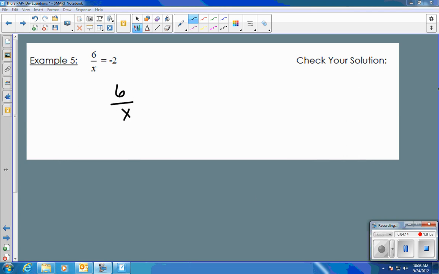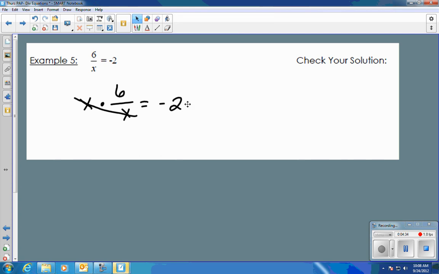So I have 6 divided by x equal to negative 2. Now the problem is I can't multiply by 6, because if I multiply by 6, this is 6 divided by x. I'm not undoing anything. However, I can multiply by x, and what that does is cancel these out.